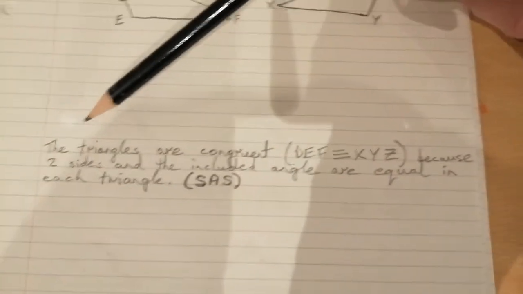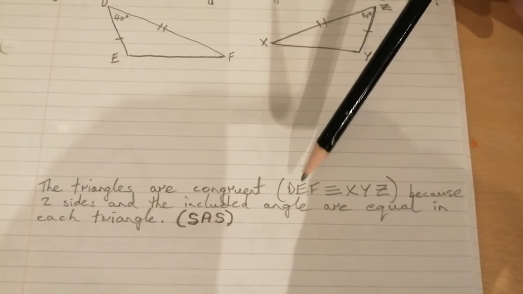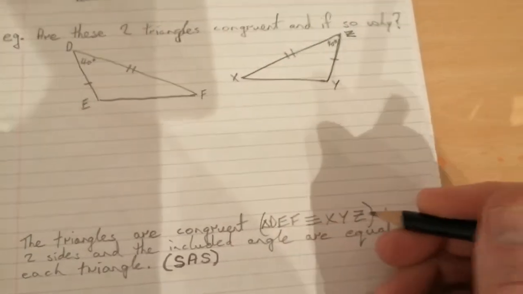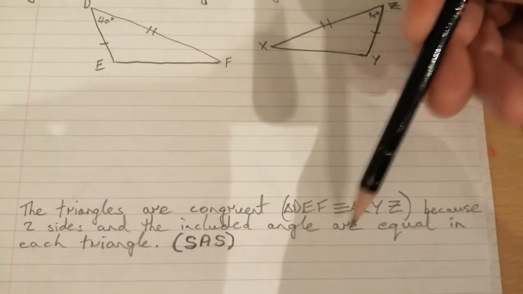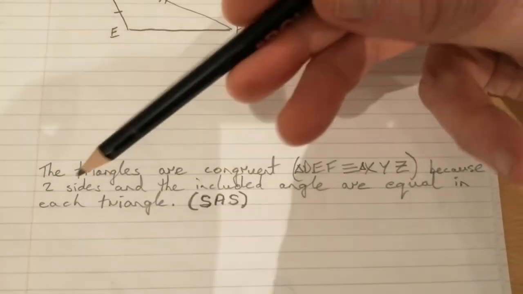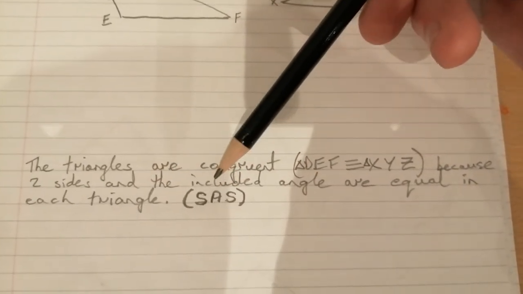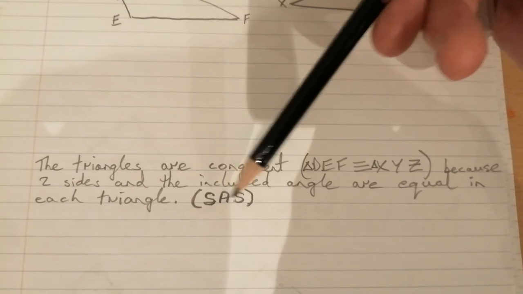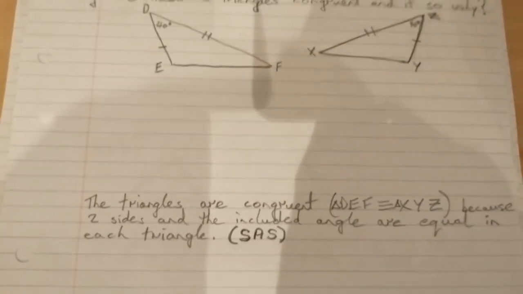So this is how we might give our answer. The triangles are congruent, and in maths language we would say triangle DEF is congruent, that's the three lines, to triangle XYZ because two sides and the included angle are equal in each triangle. And how we say two sides and the included angle is side, angle, side, or SAS for shorthand. That's all you would have to say to prove that they were congruent.